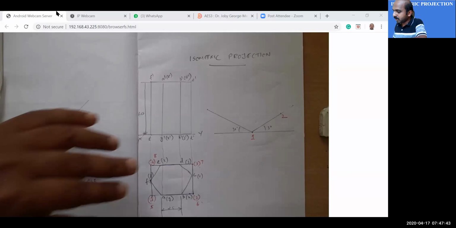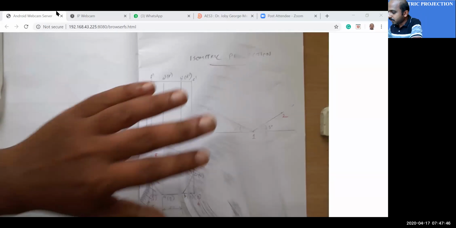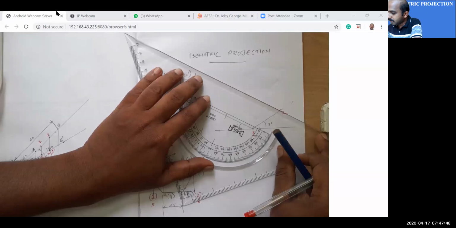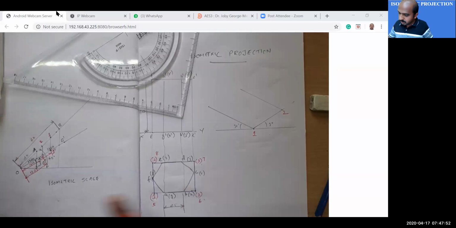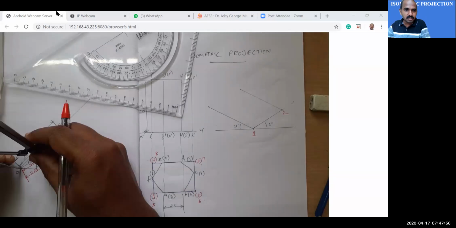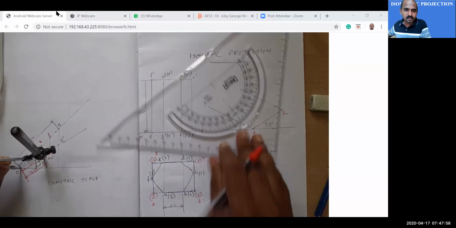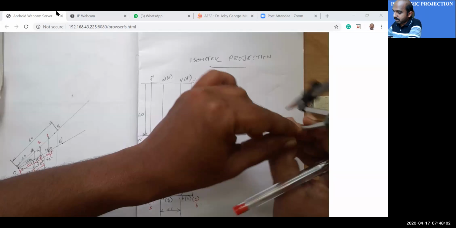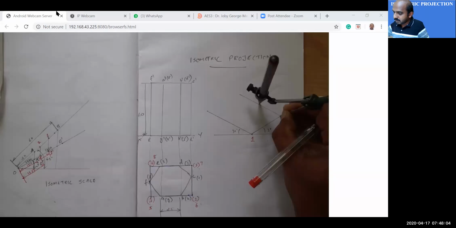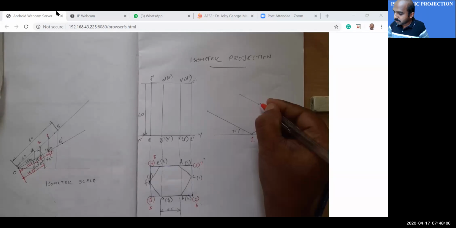From here also you can draw a line parallel to this line, passing through. Okay. Now you measure the isometric length corresponding to 2 to 3 from the isometric scale. Then mark it here. So this point is 3.